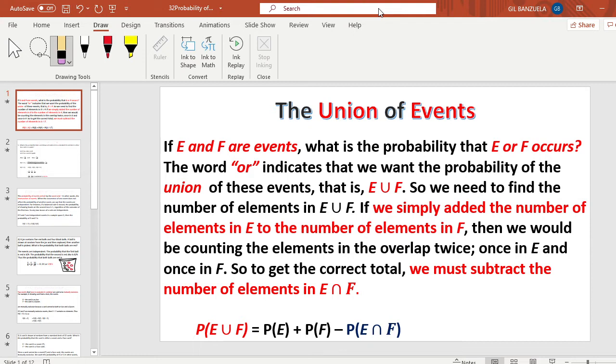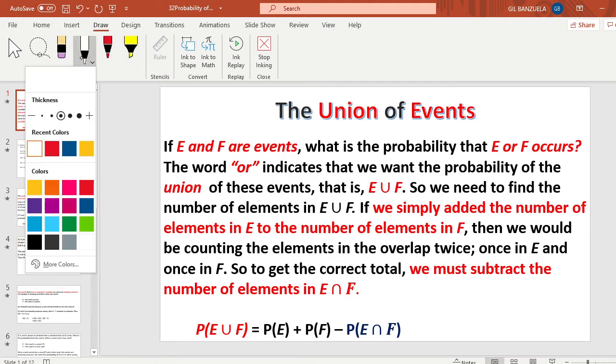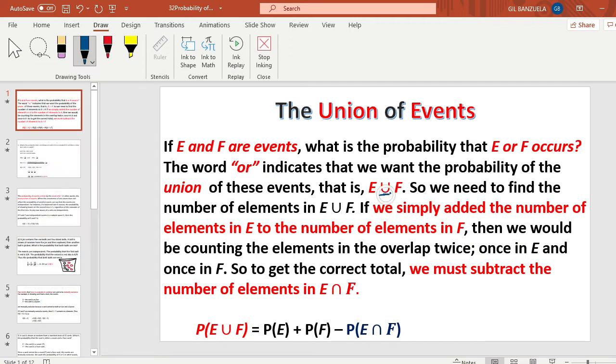So our today's topic is all about the union of two events. According to this, if E and F are events, what is the probability that E or F occurs? That is the question. The word "or" indicates that we want the probability of the union of these events. So that is E union F.